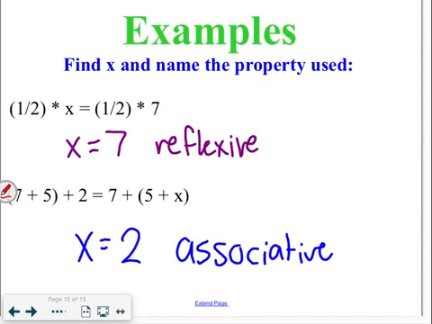So the first one gives us x equals 7. That's the reflexive property, saying that 2 things written out exactly the same are equal to each other. And the bottom one, that's the shifting of the parentheses. We get our x is equal to 2, and that is the associative property of algebra.